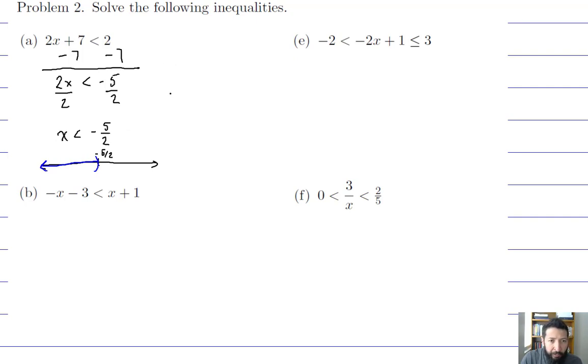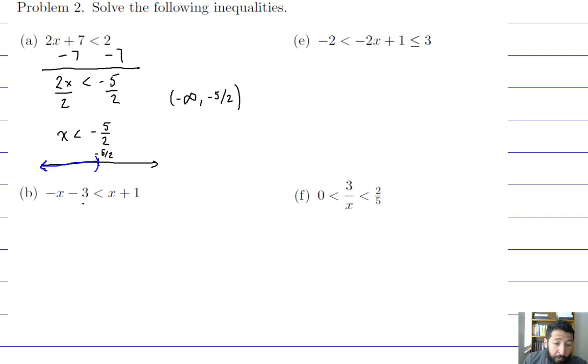So where do I write it? Probably going to write it here. It's kind of a bad location, but I ran out of space. From negative infinity to -5/2. And I leave that interval open because it's a strict inequality. So that gives me my first problem.